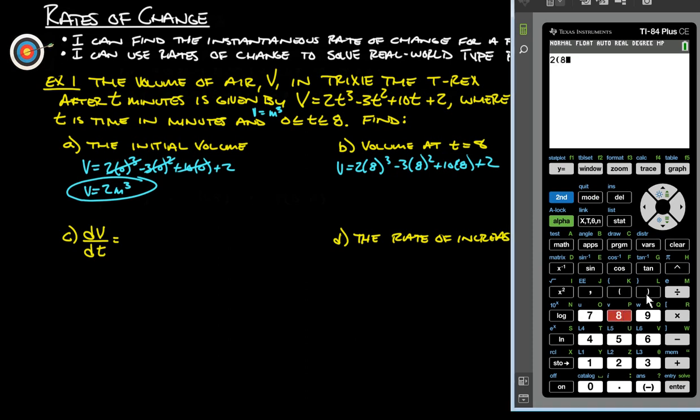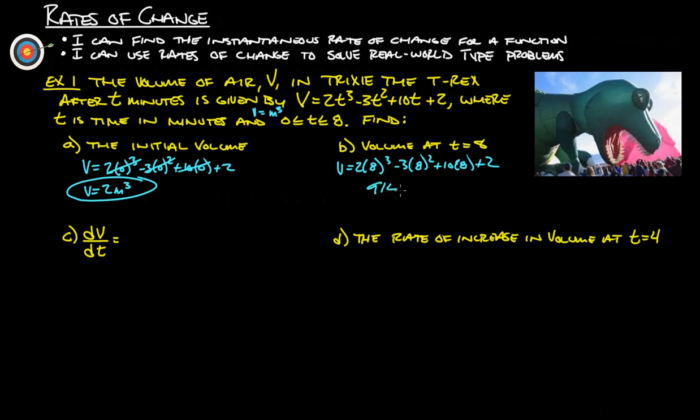So 2 times 8 to the third power minus 3 times 8 squared plus 10 times 8 plus 2. So we enter all that in, and we get 914 cubic meters of air. That's a lot of air. But I would imagine that would probably be when Trixie is all full of air here.